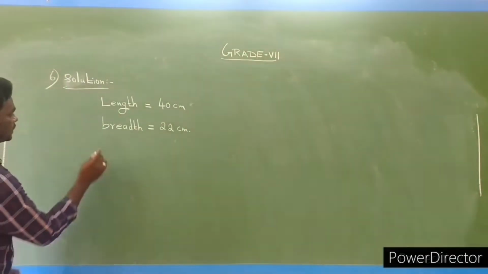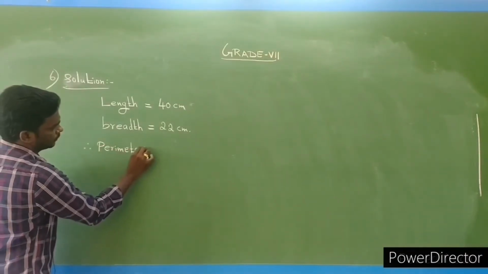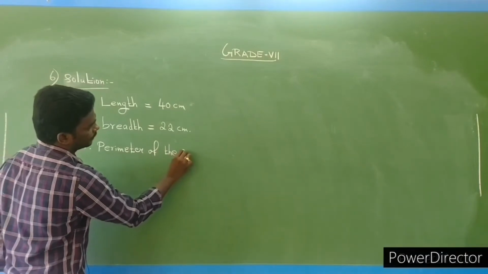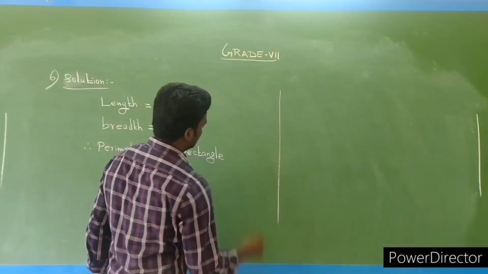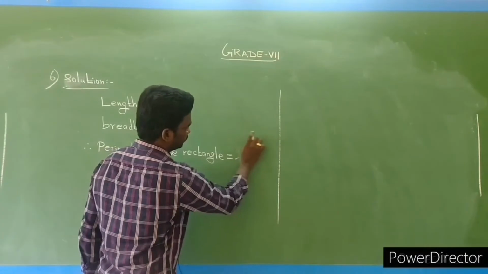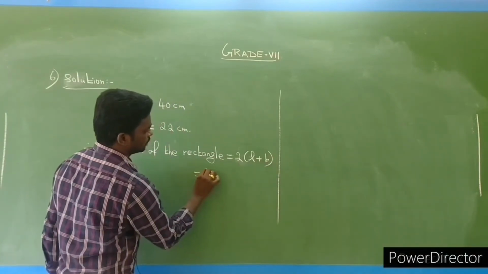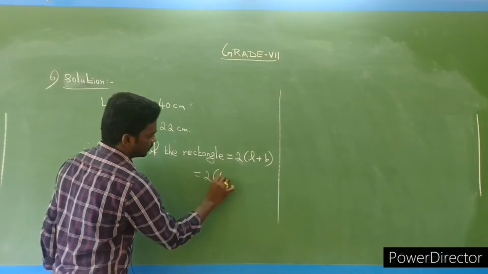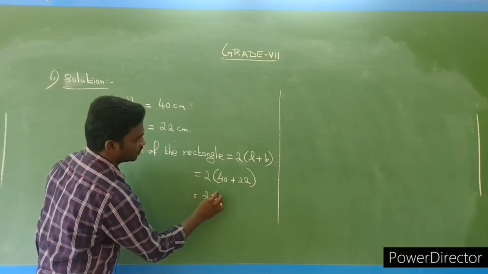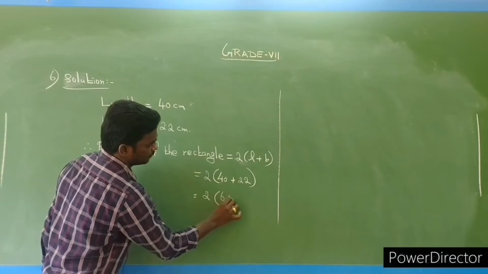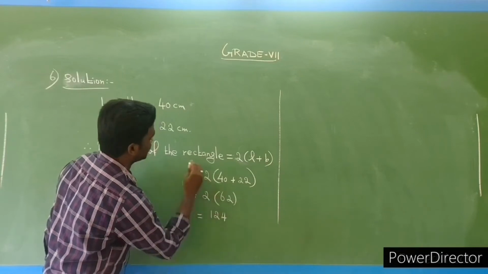First we need to find the perimeter of the rectangle. Perimeter of the rectangle is equal to 2 into L plus B, which is equal to 2 into, the length 40 centimeter plus breadth 22 centimeter, which is equal to 2 into the value of 40 plus 22, which is 62. So 2 into 62, the value is 124 centimeter.